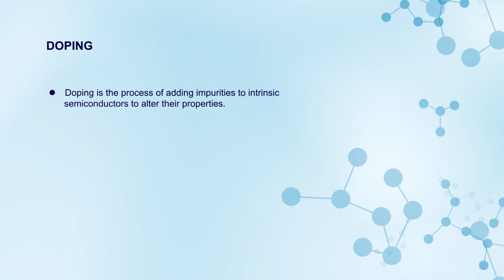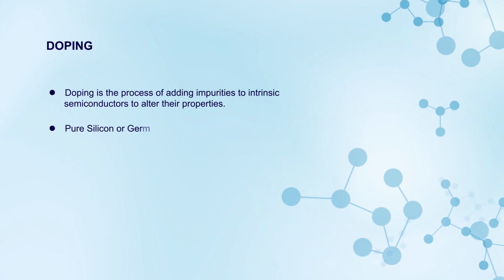Next step is doping. Doping is the process of adding impurities to intrinsic semiconductors to alter their properties. As we all know, there are two types of semiconductor materials, that is intrinsic and extrinsic. Intrinsic are the pure materials in which no impurities are present, and by adding impurities, which is also called as the doping process, the intrinsic semiconductors are converted into extrinsic semiconductors.